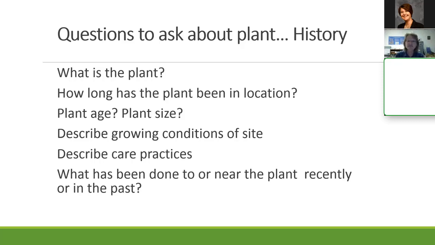How long has the plant been in the location where it's currently growing? And plant age, plant size, you might think, isn't that the same thing? No. I've encountered situations where somebody would call and they're talking about their tree, and I've just made the assumption that it's been planted there for a long time because it's a 15-foot tall tree, or let's say an 8-foot tall tree. And I'll say, how long has it been in the location? Well, it was planted this spring.